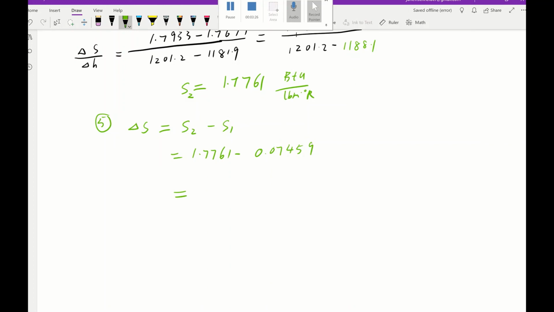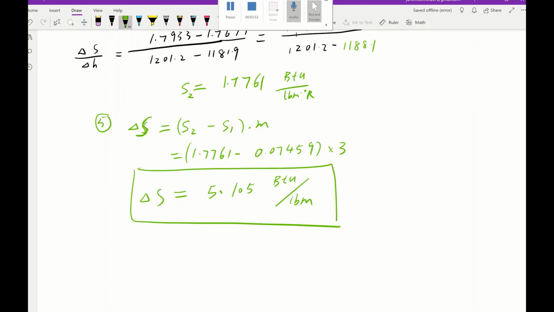But be aware, this problem gives us the mass. So likely they want us to find the actual entropy. So we're going to multiply by mass. And this mass is 3 pound mass. Okay. Then we calculate, the answer is 5.105. That's our entropy change for this constant pressure process.